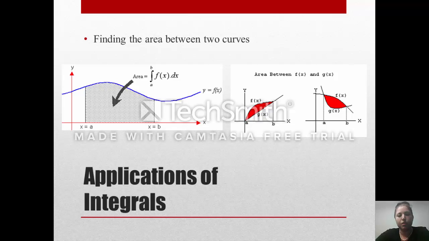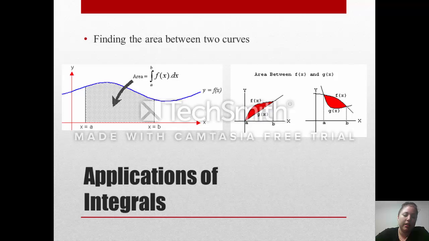Applications of integrals. One application is finding the area in between two curves. So we'll denote the two curves as f of x and g of x. On your right, you have two graphs where f of x is your top curve and g of x is your bottom curve. On your left, you have an area or a region that is bounded by f of x and the x-axis. So that's y equals 0. So that's your second curve.